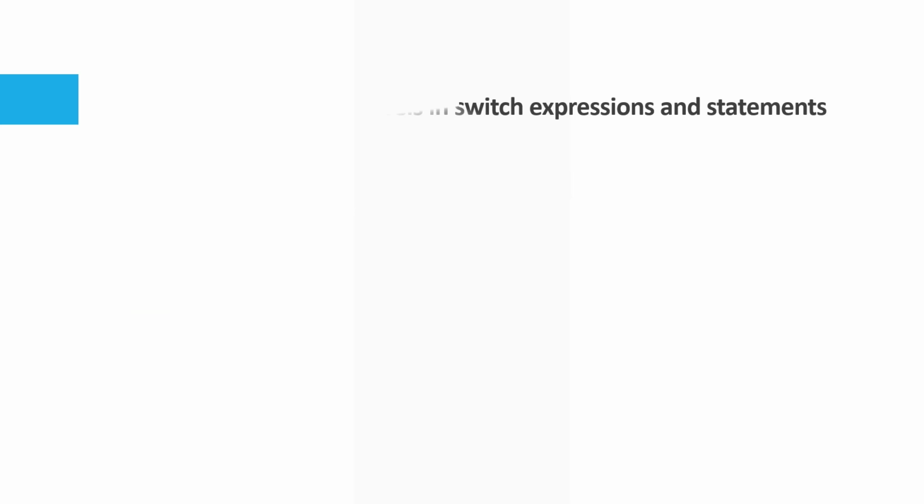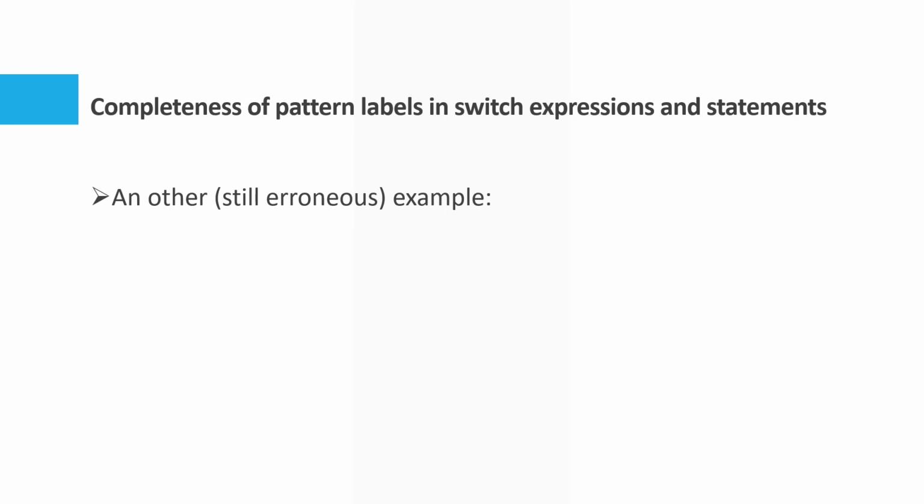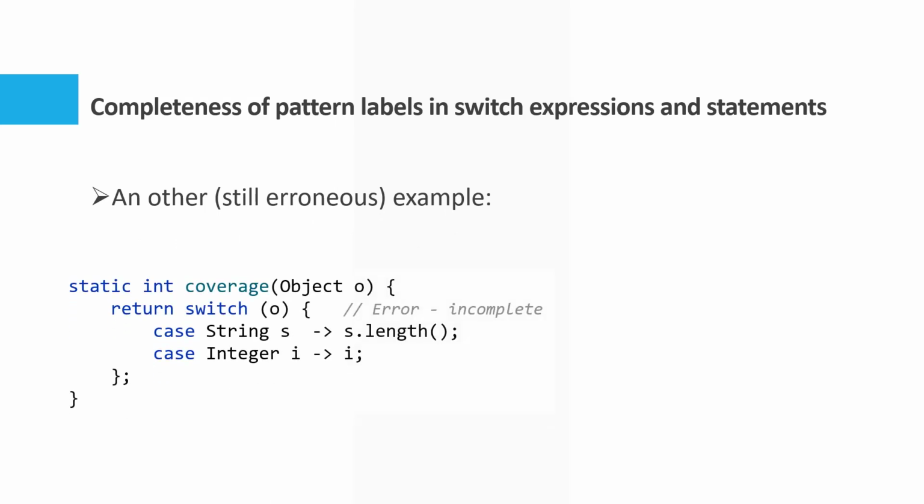Consider this example. The type coverage of this switch block is the union of coverage of its two arrow rules. In other words, the type coverage is the set of all subtypes of String and the set of all subtypes of Integer. But again, the type coverage still does not include the type of the selector expression. So this switch expression is also incomplete and causes a compile-time error.